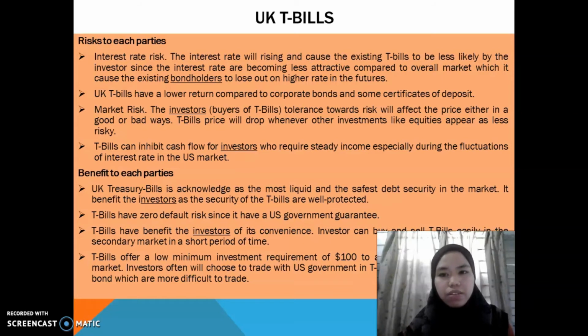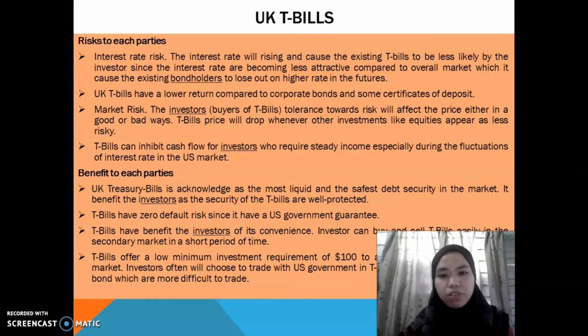Next is market risk. The investor's tolerance toward risk will affect the price, either in a good or bad way. T-bill prices will drop whenever other investments like equity feel less risky. T-bill can inhibit cash flow for investors who require steady income, especially during the fluctuation of interest rates in the US market. Benefit to each party.